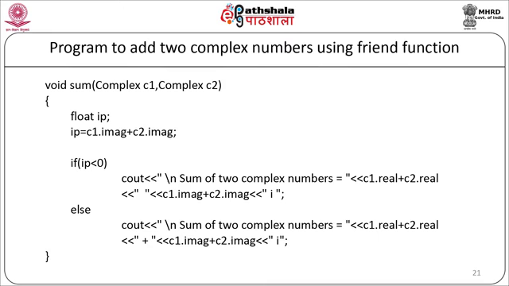We will start with our function. Here float ip will be our one variable. ip will be equal to C1.imaginary plus C2.imaginary. Now if ip is less than 0, cout "Sum of two complex numbers is" C1.real plus C2.real, then the blank space and C1.imaginary plus C2.imaginary and i. Else, cout "Sum of two complex numbers is" C1.real plus C2.real plus C1.imaginary plus C2.imaginary and i value, and our function will end.